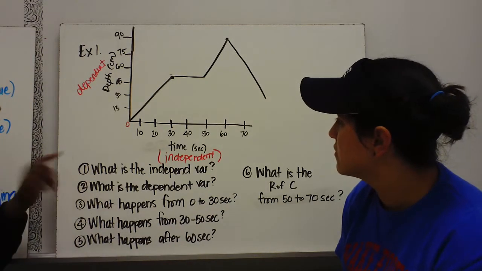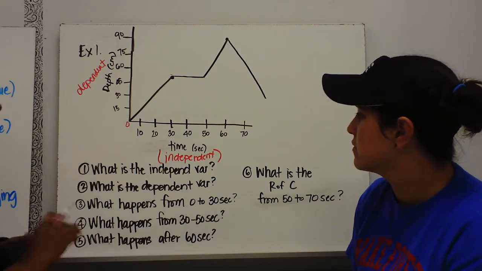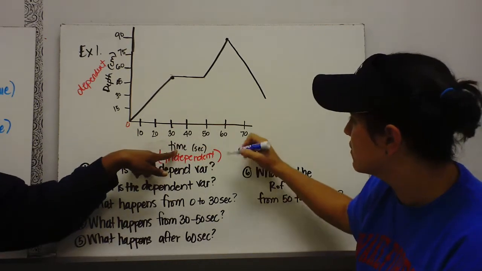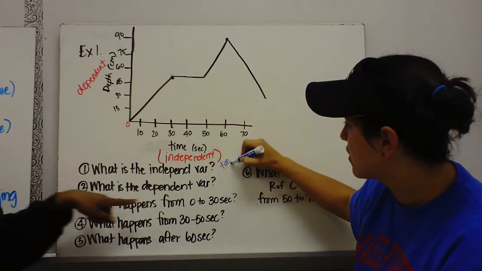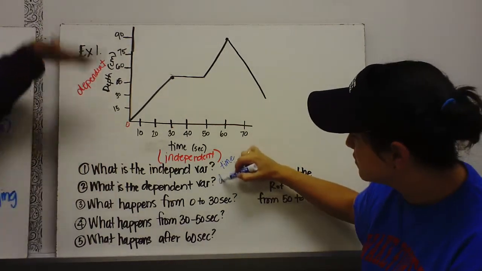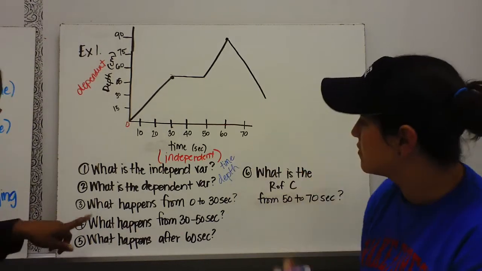All right, so the question is, what is the independent variable? Ms. Hantler already went over that. That's your x-axis, which is labeled time. What is the dependent variable? That's the depth of your water, or the height that your water is in the tub.